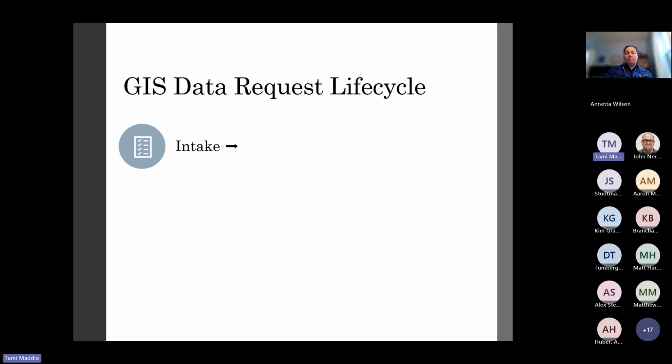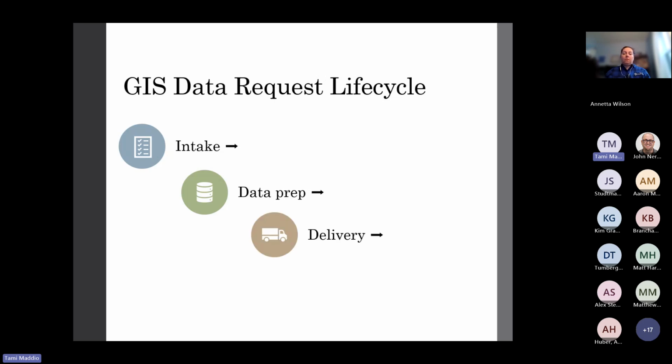So first of all, it's kind of obvious, but let's go through the data request lifecycle. First, we have an intake process of the request coming in. We're going out and preparing whatever the data is that was requested, delivering it in some way, and then doing some follow-up, hopefully, and documentation.